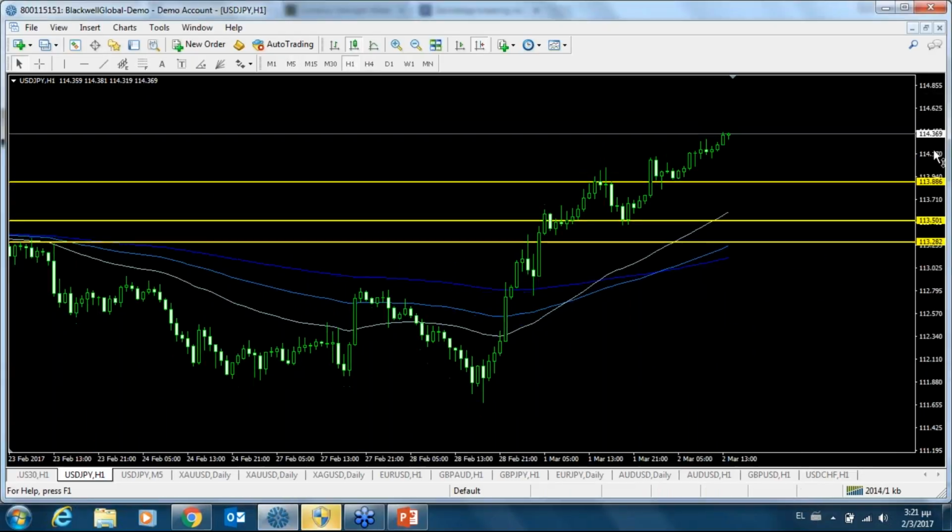Now here, let me just clarify what I meant by the Z pattern. The potential for the Z pattern is this: we have got a potential A to B like this, and we've got a potential B to C like that before it comes down somewhere.